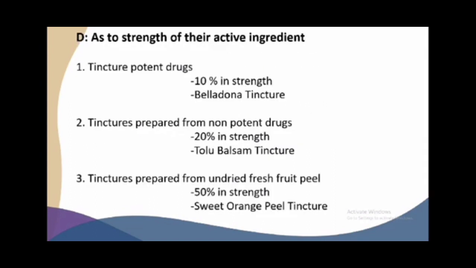As to the strength of their active ingredient, it is classified into three. The first one is the tincture of potent drugs. Its percent is about 10%, and an example of this is the belladonna tincture. The second one is the tinctures prepared from non-potent drugs. It is about 20% in strength, and its example is the tolu balsam tincture. Lastly is the tinctures prepared from undried fresh fruit peel. Its percent is about 50%, and an example of this is the sweet orange peel tincture.